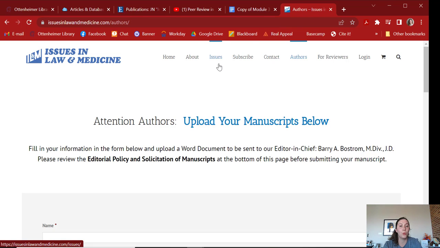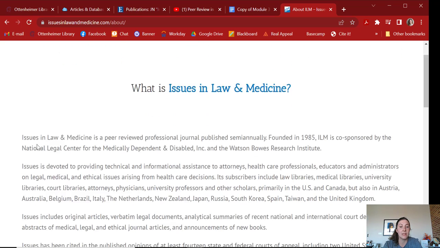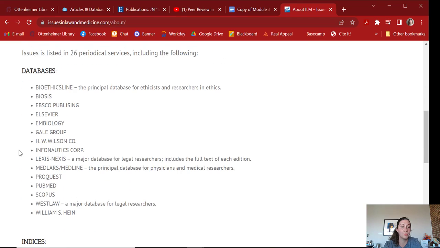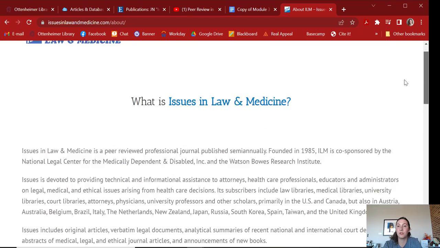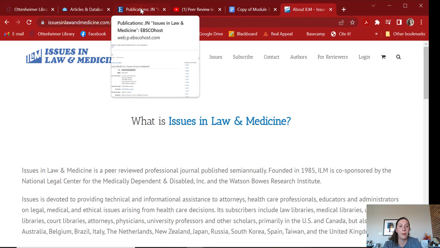But that is one great way to be able to go through and check. Of course, you can always go to their About page, and sometimes that will tell you what type of peer review process it goes through. It looks like this is just saying that it is a peer-reviewed journal. Just different ways to go through and find out about that.